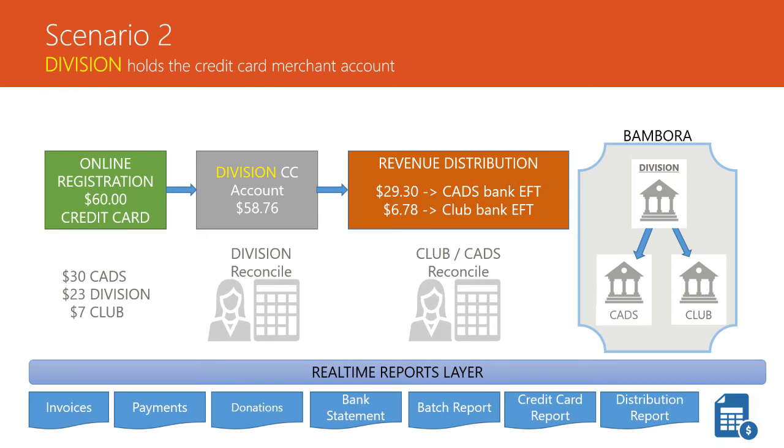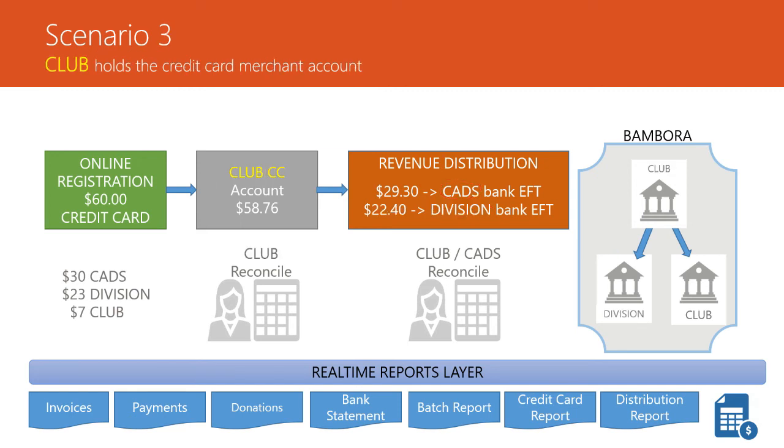So very similar, almost identical if the division holds the account, except this time, instead of the first cash hitting the CADS account, it hits the division account. And then the revenue distribution, instead of calculating the division's portion and the club's portion, it calculates what's CADS's portion and what's the club's portion. So for all intents and purposes, it's the same. And this time it sends the instructions and it's taking the money from the division and it's going into CADS, or from the division and it's going to the club. All the reports are the same. The distribution report reflects that, and that's available for you to see. So you always know where things are at.